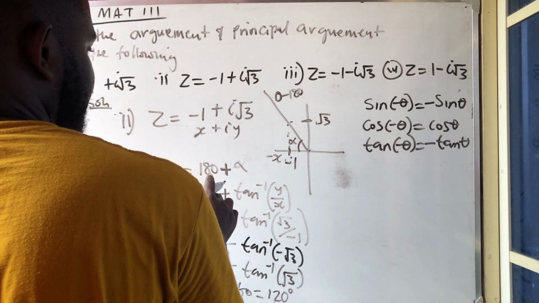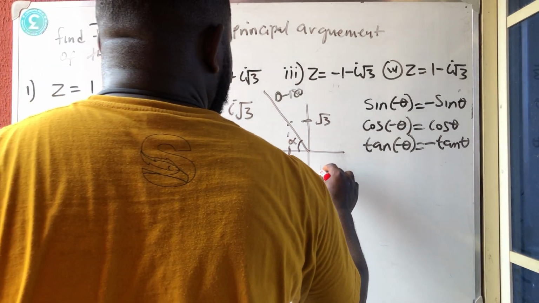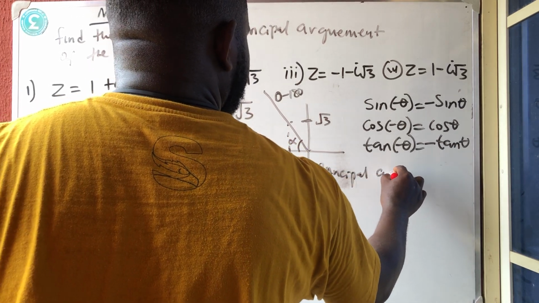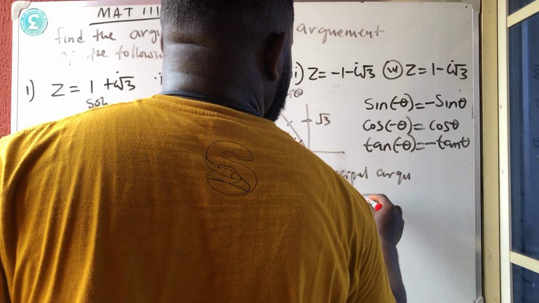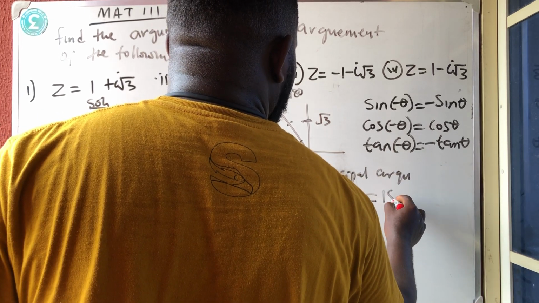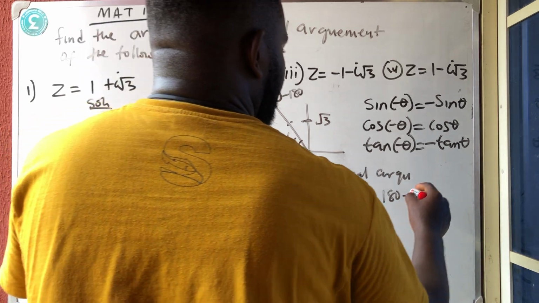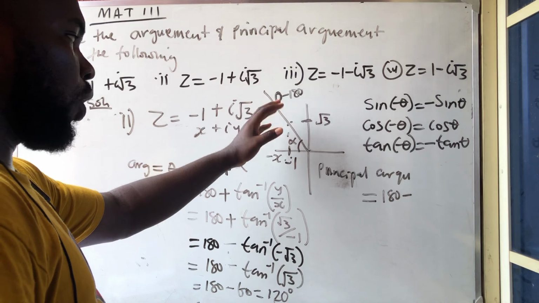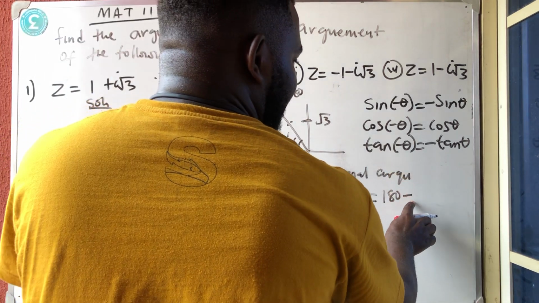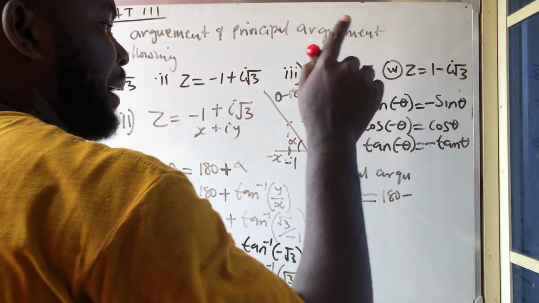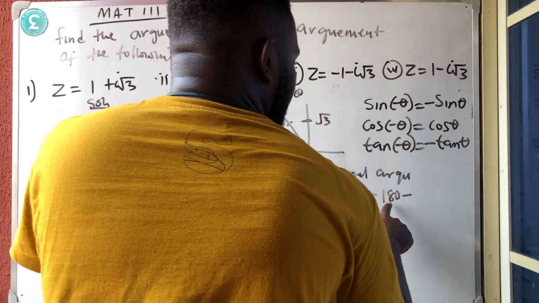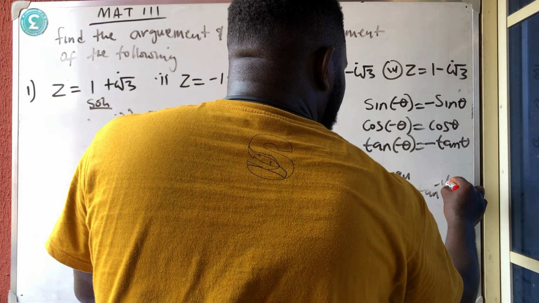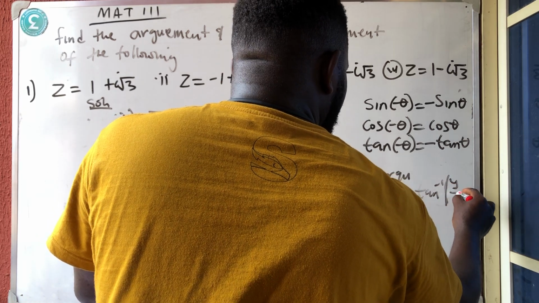I think it's the same thing here for the principal argument. The principal argument is the same as what? 180 minus what? For the argument, we are going to use plus so that it will fall within the range. But for the principal argument, we are going to use minus. Why are we using minus? Because the absolute value will take care of the negative here. So I'm going to have 180 minus tan inverse of the absolute value of y over x.